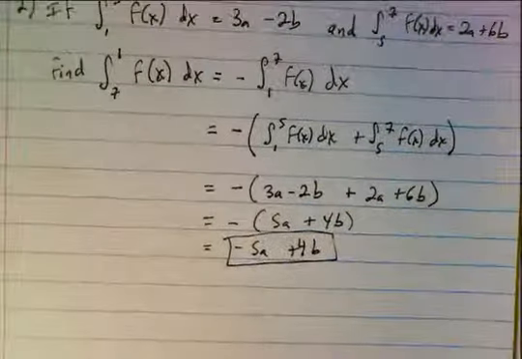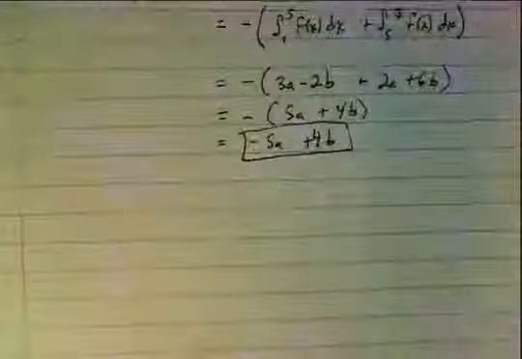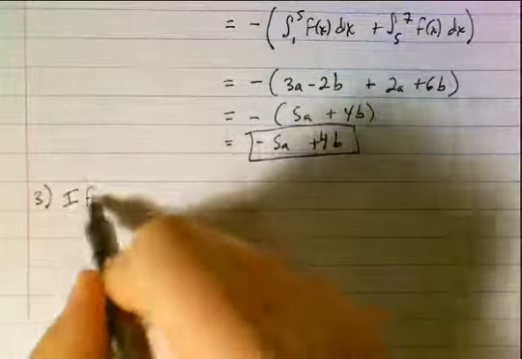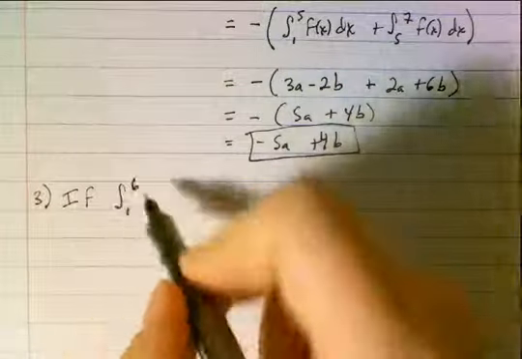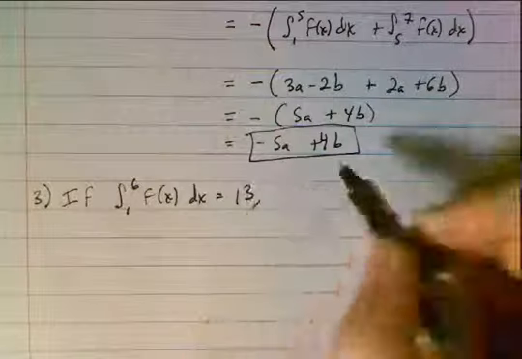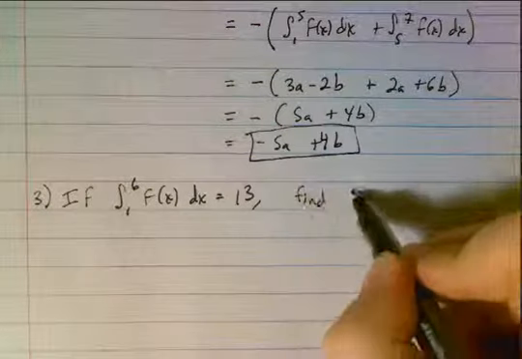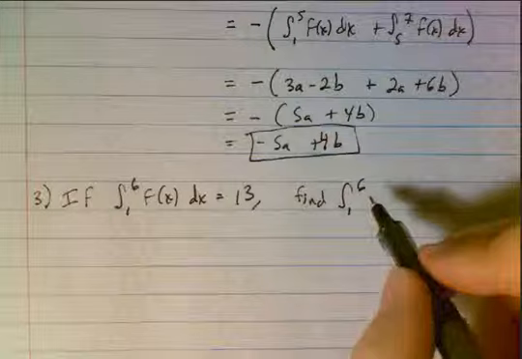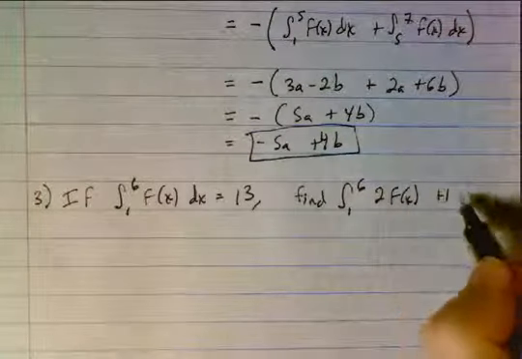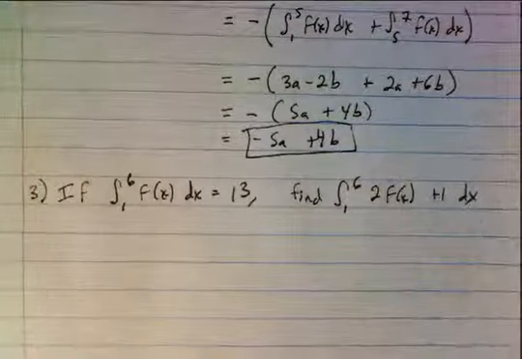For our final problem, let's use the rule we haven't used yet. If the integral from 1 to 6 of f of x dx equals 13, find the integral from 1 to 6 of 2f of x plus 1 with respect to x.